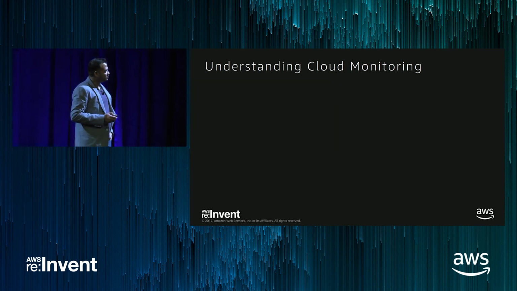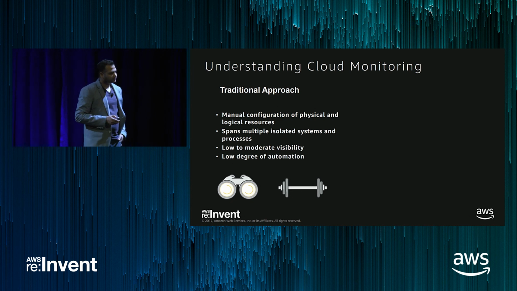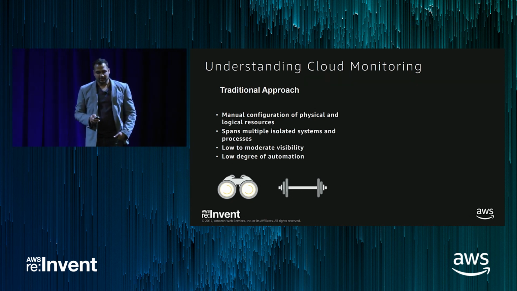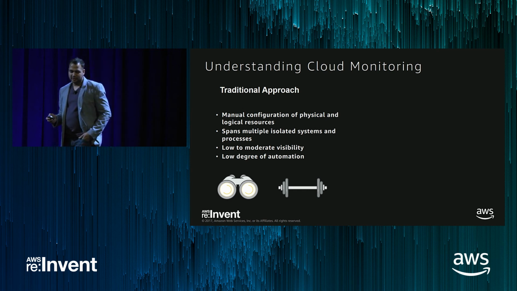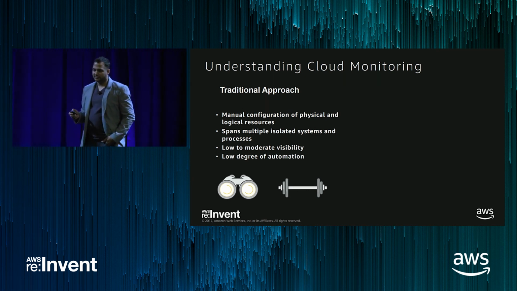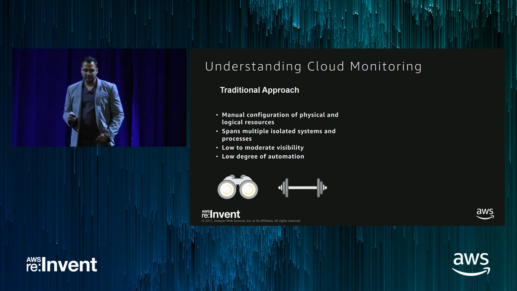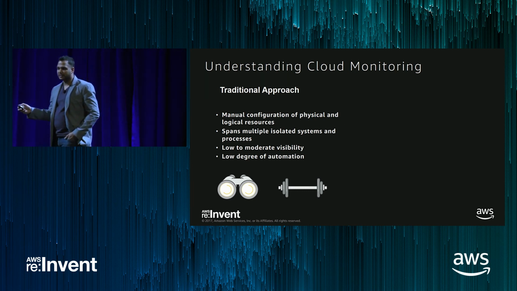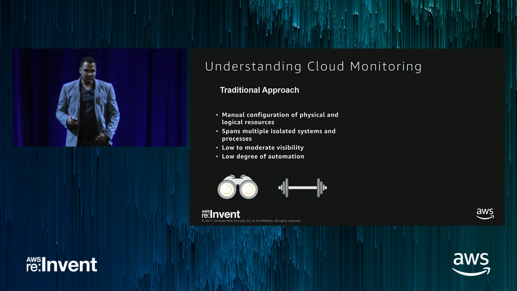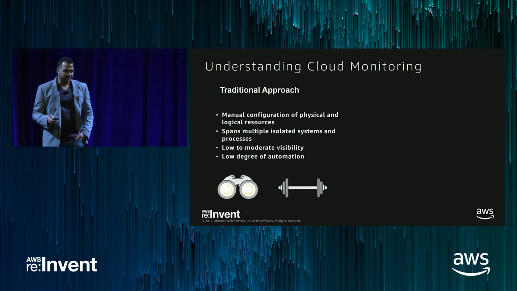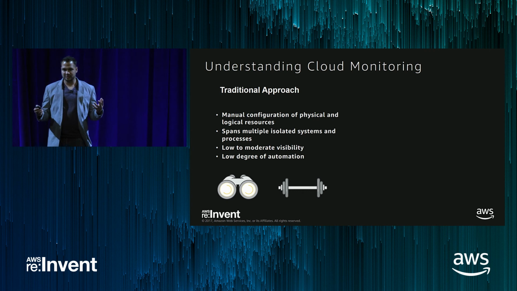Let's take a look at how cloud monitoring is different from enterprise monitoring. Monitoring and logging can be challenging in many on-premise environments due to the manual configuration of physical and logical resources that can span across multiple isolated systems. So monitoring data, even when it's available, it's really hard to get full visibility across all your digital assets because they span multiple systems, and they operate with different procedures, protocols, and environments.